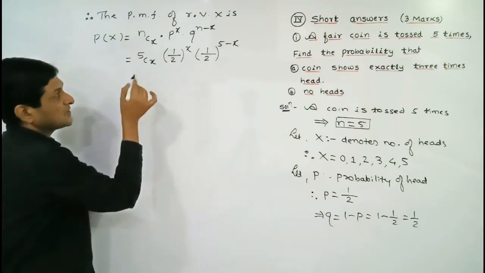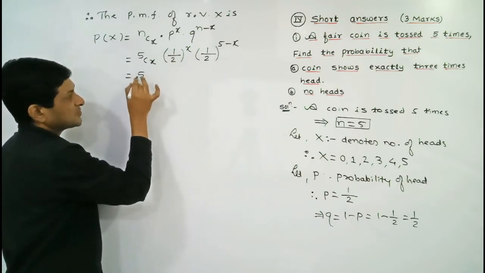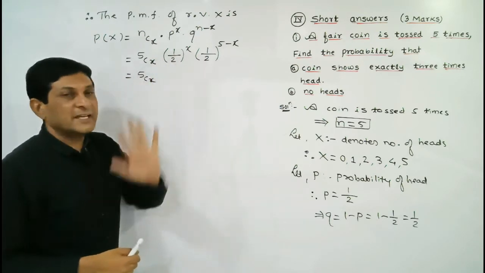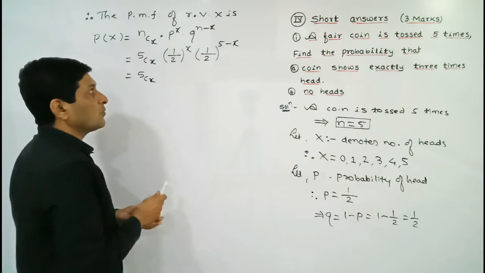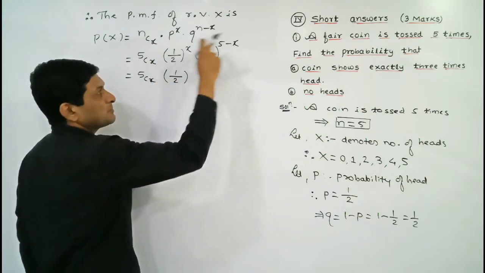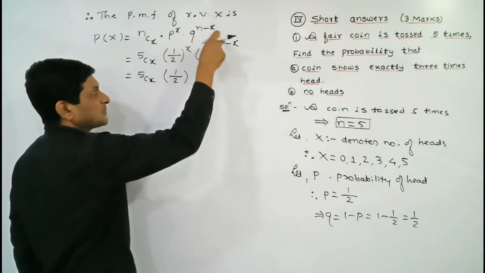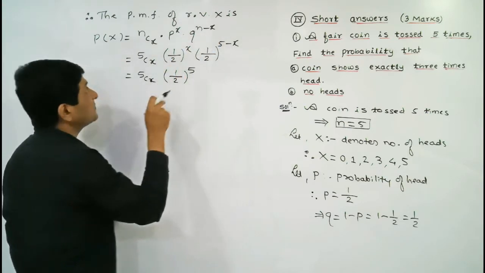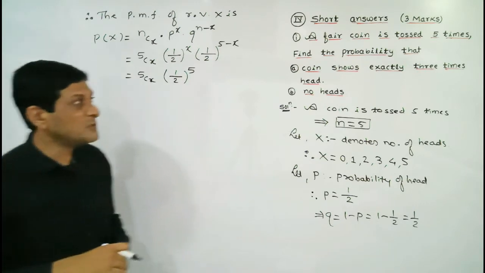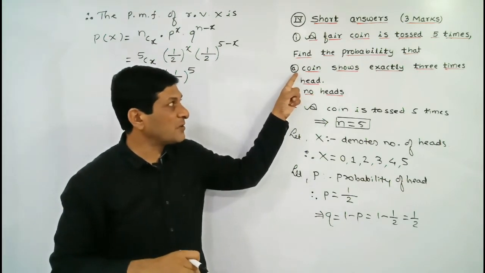So let us check, is it possible to simplify it? Yes, 5Cx, keep it as it is. Since the bases are the same, we take the addition of powers. Observe what addition we get here: 1 by 2, keep it as it is, and x plus 5 minus x, where minus x plus x will get cancelled. Here we will get 5. In this way we have got the value of p of x. Once the value of p of x is known to us, now find our first required value.